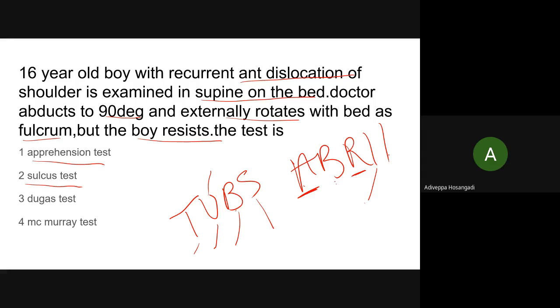Internal closure. You don't need to remember all that. Just remember TUBS and AMBRI. Somewhere these mnemonics will help you in answering a few questions. Anything beyond that is not for your level.